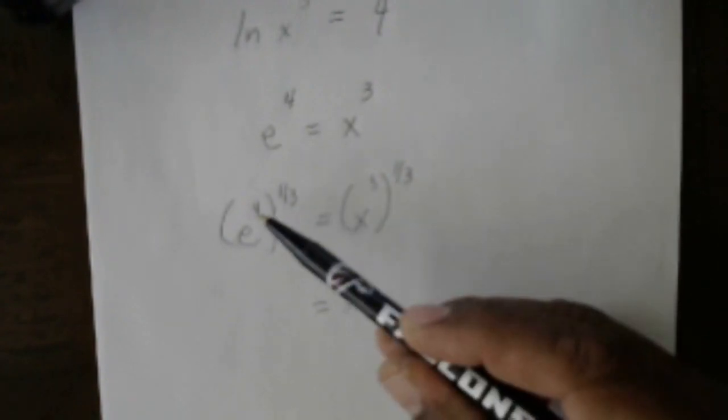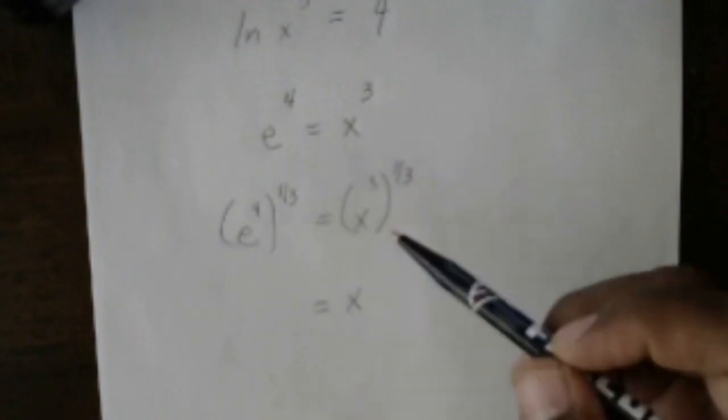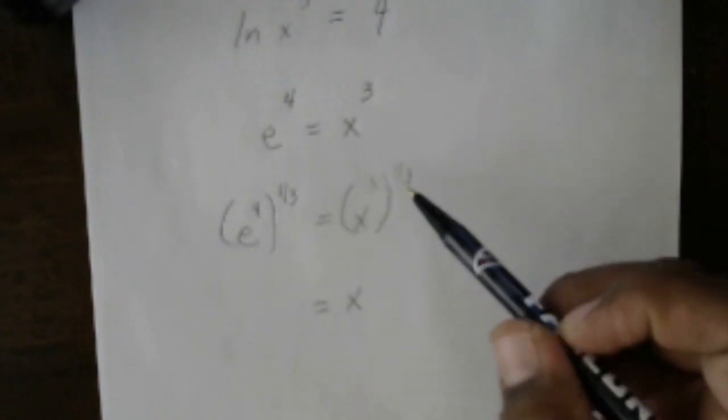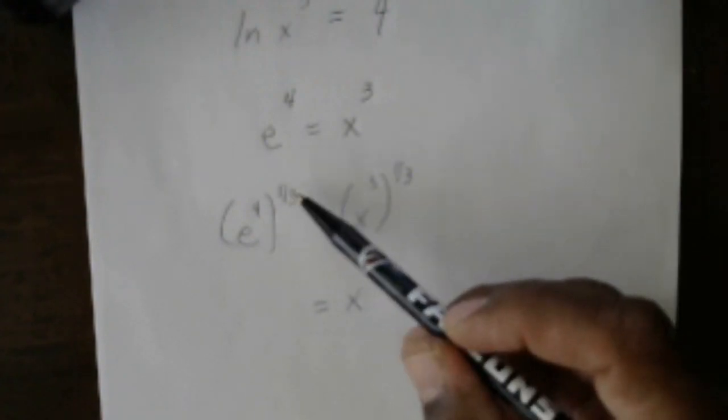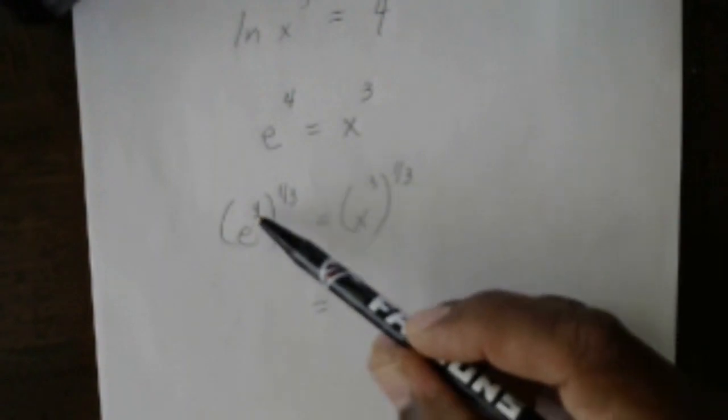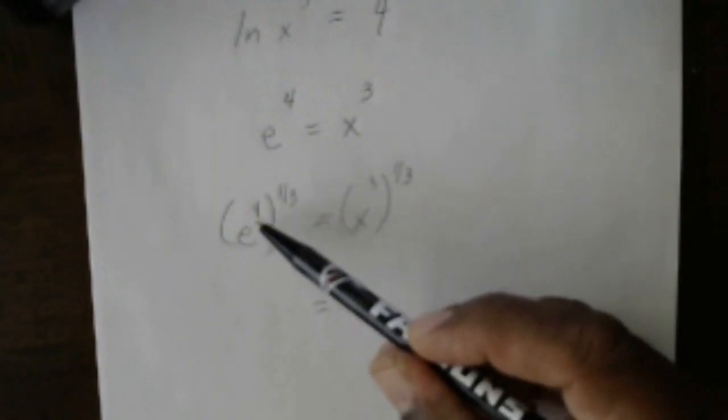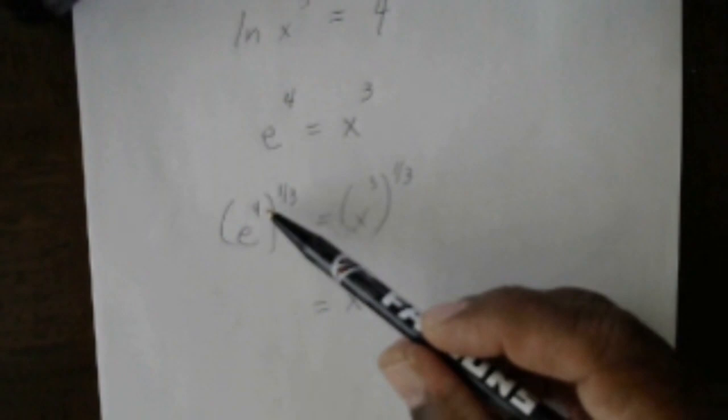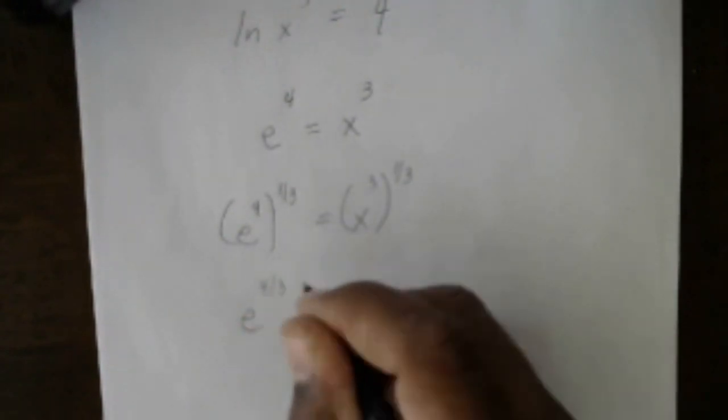Whatever you do to one side, you must do the exact same thing to the other side. So if I raise one side to the 1/3 power, I must raise the other side to the 1/3 power. And here again, if I were to simplify, I would multiply. So 4 times a third is 4/3. So we have e to the 4/3 is equal to x.